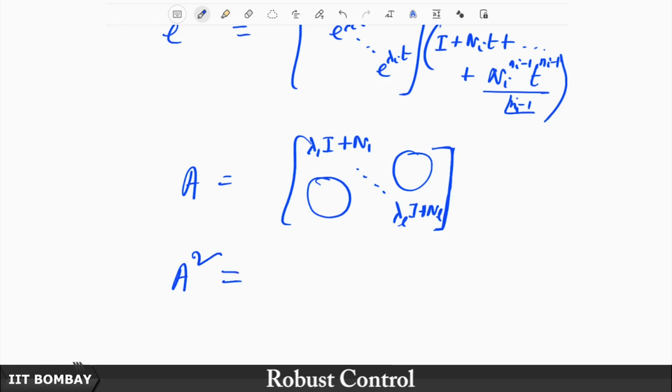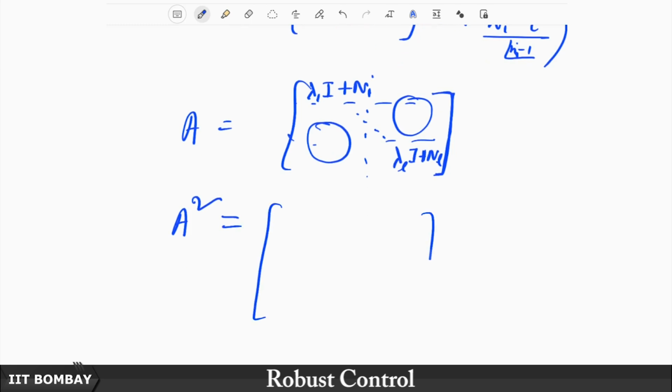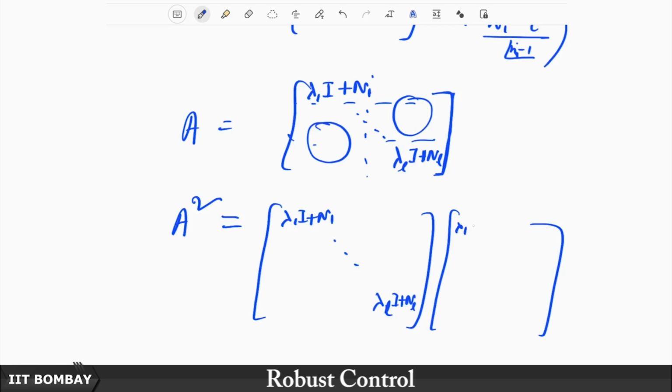If I try to do A squared here, take this as an exercise and check that multiplication by block matrices, especially diagonal block matrices, will lead to a similar kind of result that you get for individual diagonal matrices. In other words, let me do this one step and then you can carry on with the next step. So lambda 1 I plus n1, dot dot, till lambda L I plus nl, times lambda 1 I plus n1, dot dot dot, till lambda L I plus nl.